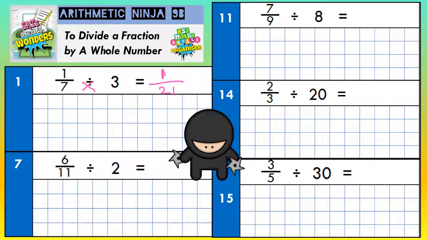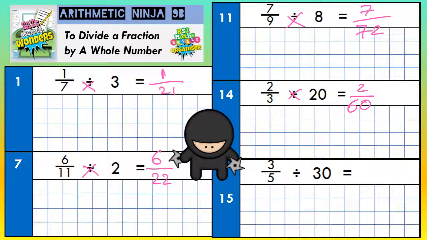Let's try the same again. Keep the top number the same, so 6, and multiply the other two. 11 times by 2 is 22. Answer for that one, 6/22. Number 11, keep the top number the same, so 7, and multiply the other two. 9 times 8 is 72. So your answer is 7/72. Number 14, keep the top number the same, so 2, and multiply the other two. 3 times 20 is 60.